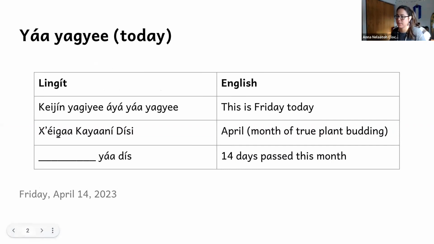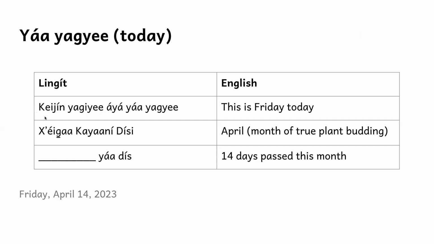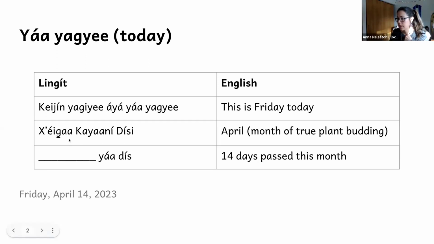Go ahead and repeat this phrase after me, this top one. Kayaaní yagi ya yagi. Okay. And we'll do just the second half of it, starting from aya. Repeat just these three words after me: aya ya yagi. And then the whole phrase. Kayaaní yagi aya ya yagi. Okay, you sound good.